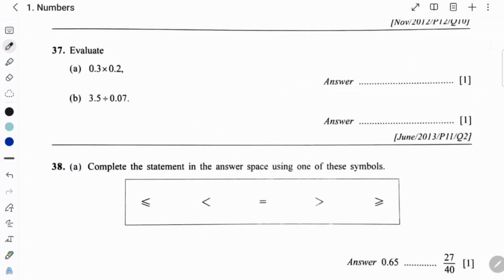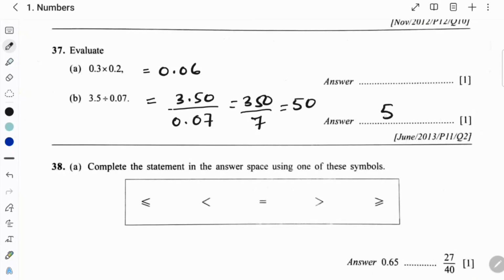Alright, now for this one, 37, if you just check part B, the A part is multiplication, 3 2s is 6 and 2 digits, then that is becoming 0.06, and 3.5 divided by 0.07. You put one extra 0, then it's becoming 350 over 7. 7 times 5 is 35, and 50 is the answer for this question.